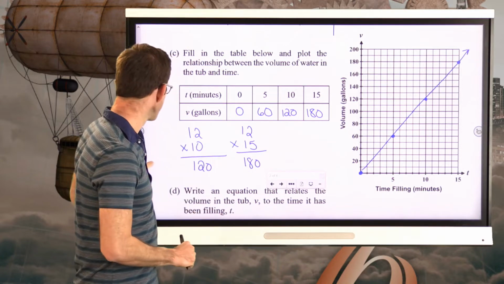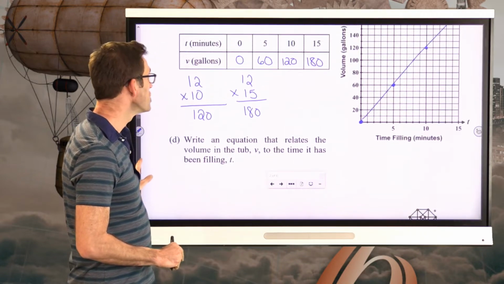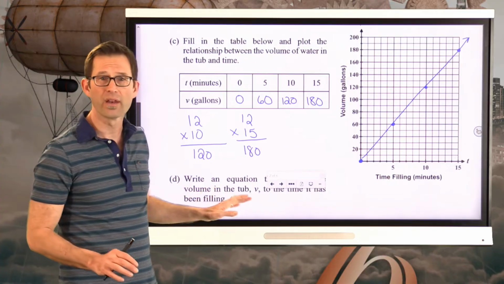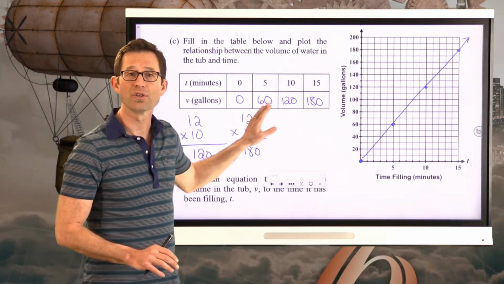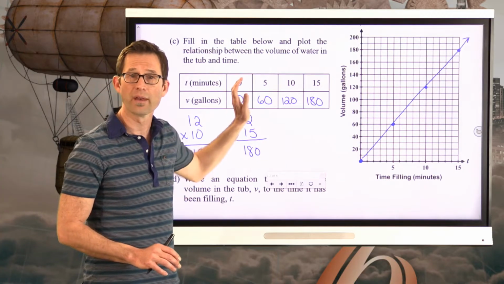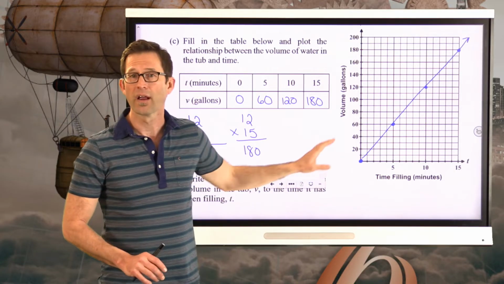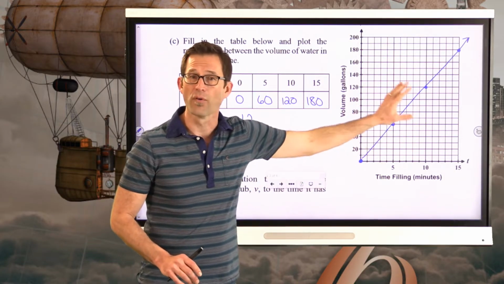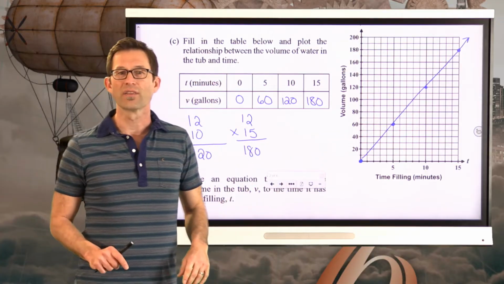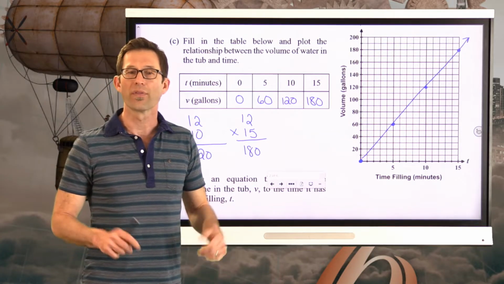All right, let's take a look at letter D. So just to be very clear though, before we get into it, here we're seeing that relationship between the two variables related by that rate, 12 gallons per minute, in a table form. Here we're seeing it in a nice graphical form. Now let's take a look at the final way we represent it, with an equation.